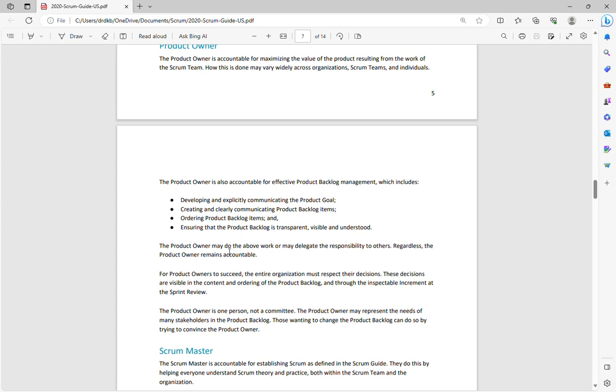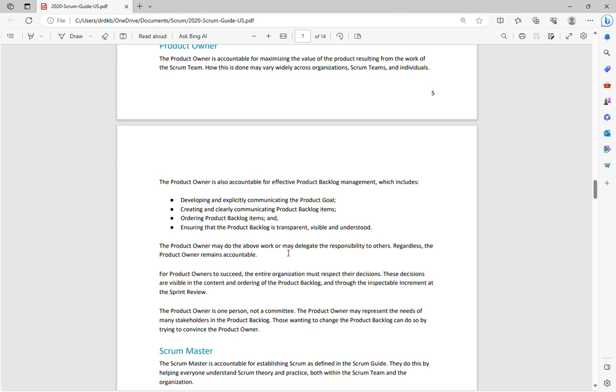Now the product owner may do the above work or may delegate the responsibility to others. Regardless, the product owner remains accountable. What is being told here is that the product owner by himself can do all the activities mentioned above: the product backlog, refinement, management, and communication. He can do it by himself, or he can delegate his responsibilities to someone else from the team.